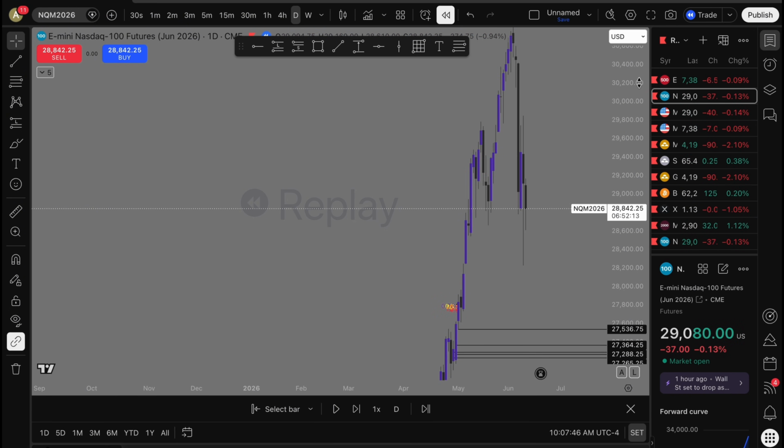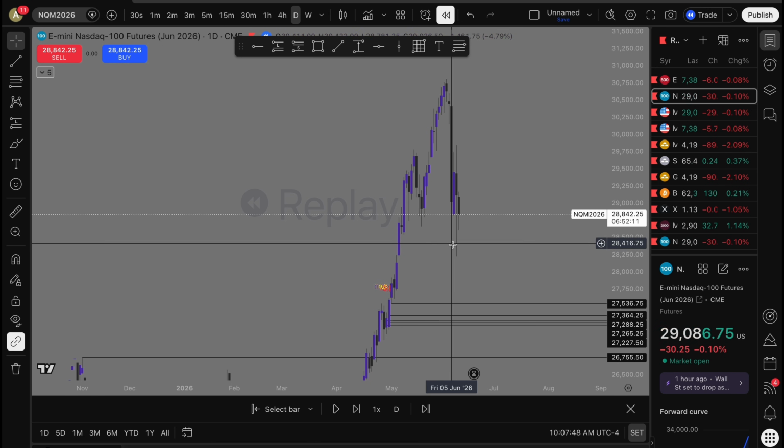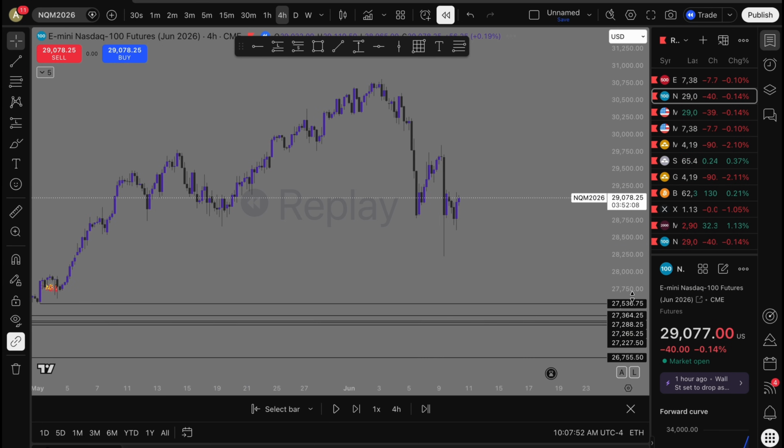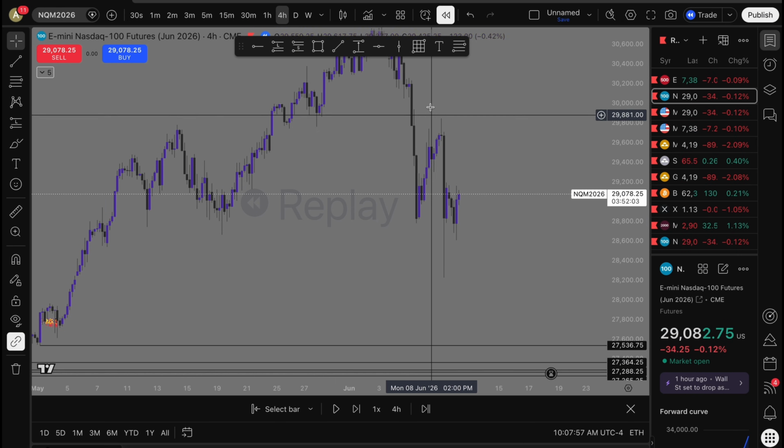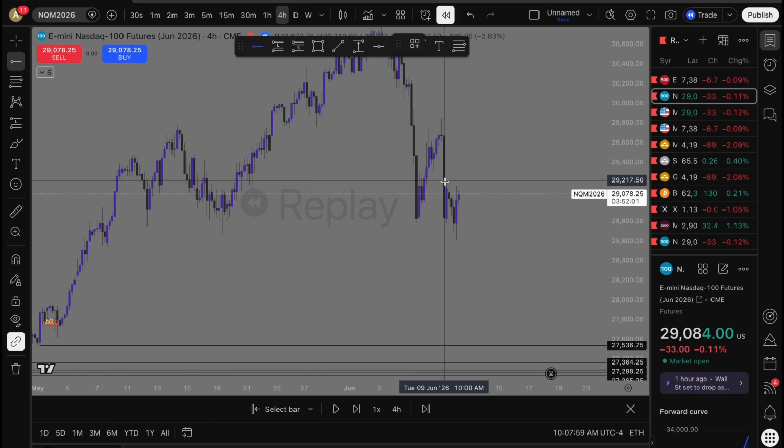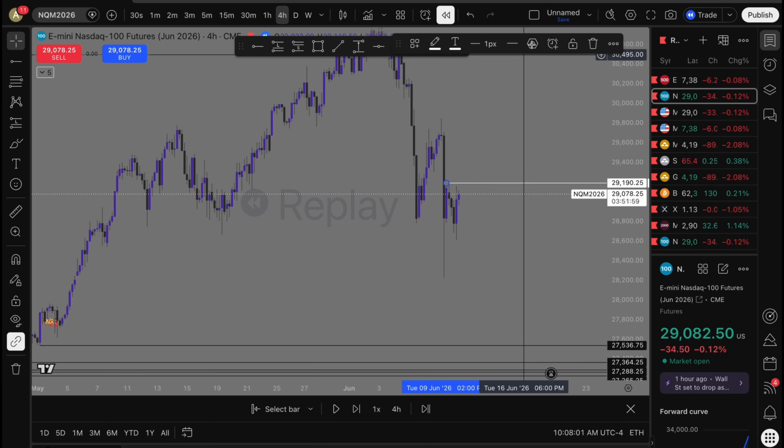Look at this rejection here. Look at this wick here. Very strong momentum telling us we are going lower. We can see there's an unfilled 4-hour here as our DOL.